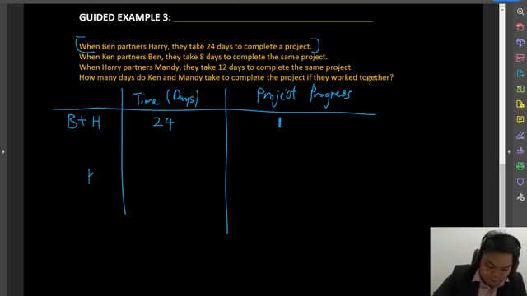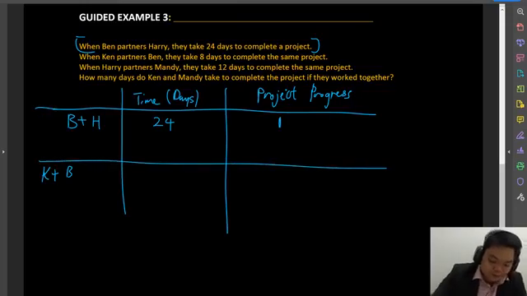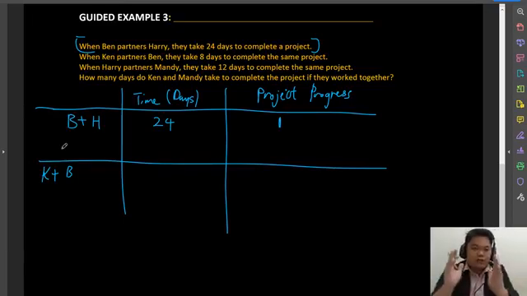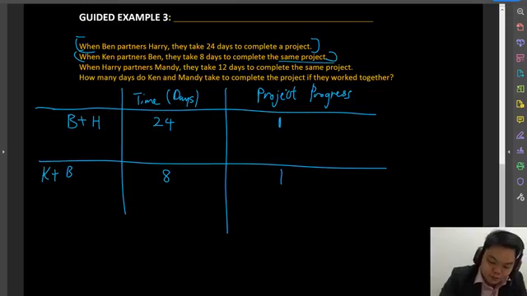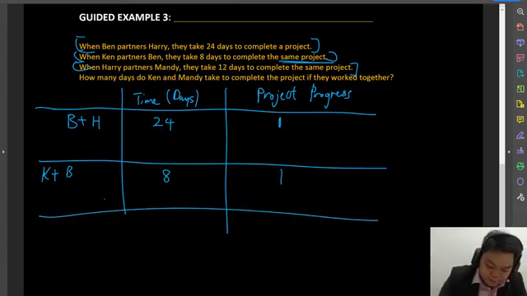Between Ken and Ben, okay, try to align them vertically first. Try to put things vertically to one another so that you can organize your information more clearly. For Ken and Ben, they take 8 days to complete one project, the same project, which is one whole. We use one whole to represent that project progress. Then when Harry partners Mandy, they take 12 days. Wait, sorry. Okay, leave a little gap first. So when Harry partners Mandy, they take 12 days to clear one project.